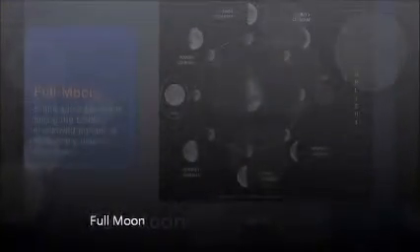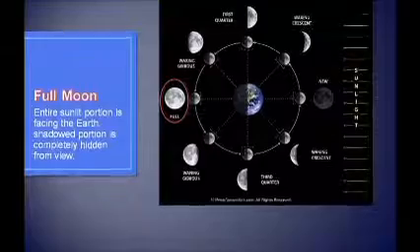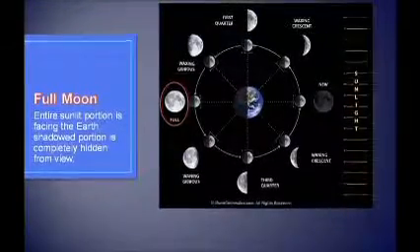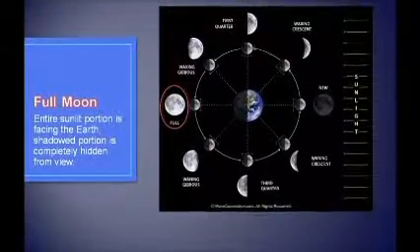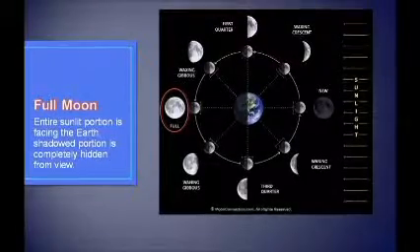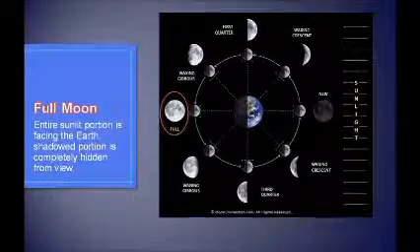The next phase is the full moon. Now this means that the entire moon is lit, and the shadow portion is completely hidden. You can't see any of the shadow at all anymore.